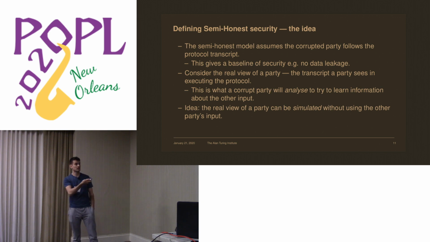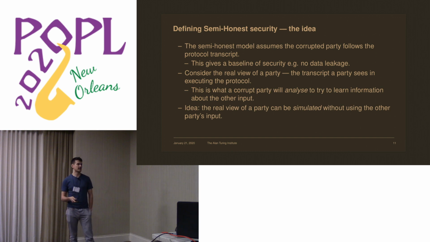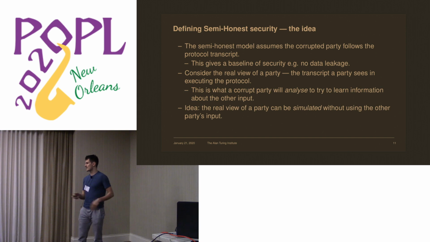So how do we do this? Well, we do this exactly the way I just said. We consider this real view of the party. It's the transcript that the party sees in the execution of the protocol. And this is what the corrupt party is analyzing if it wants to learn something. And what's the idea of security here? Well, we want to show that the real view of the party can be simulated without using the other party's input. So we've got this secret input. If we can show that this real world is indistinguishable to this ideal world where we don't use the secret input, then we have this notion of security. So it's a bit like what we saw in the invited talk earlier, this ideal and this real world.